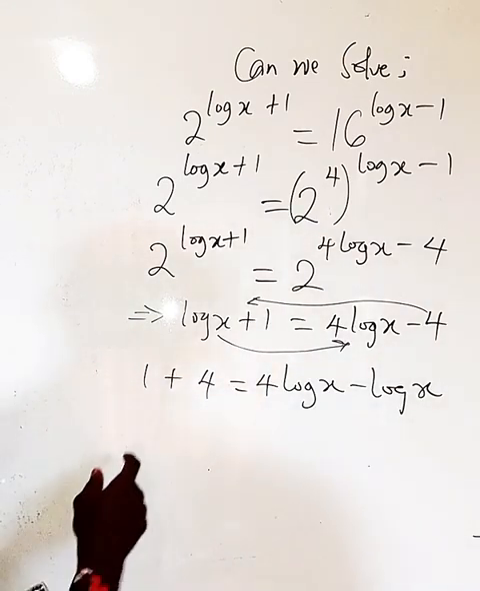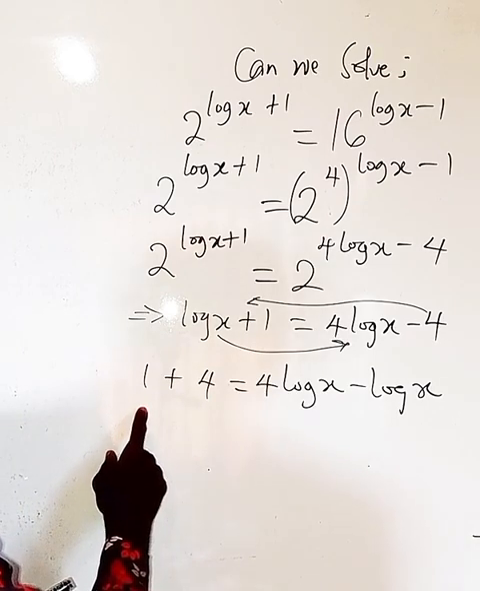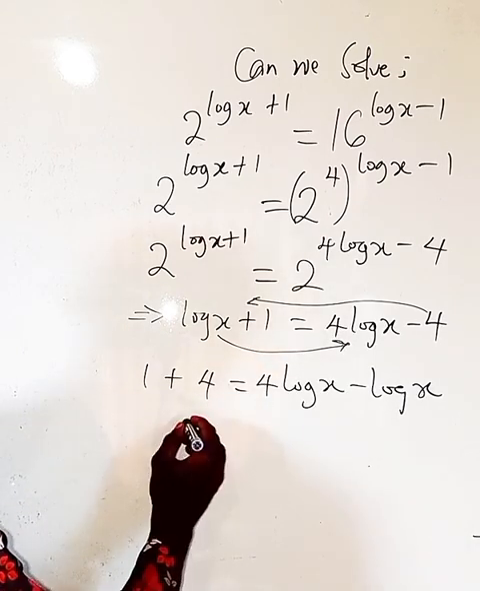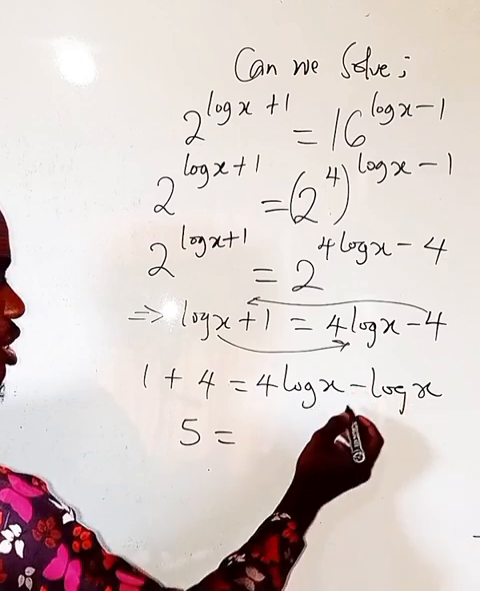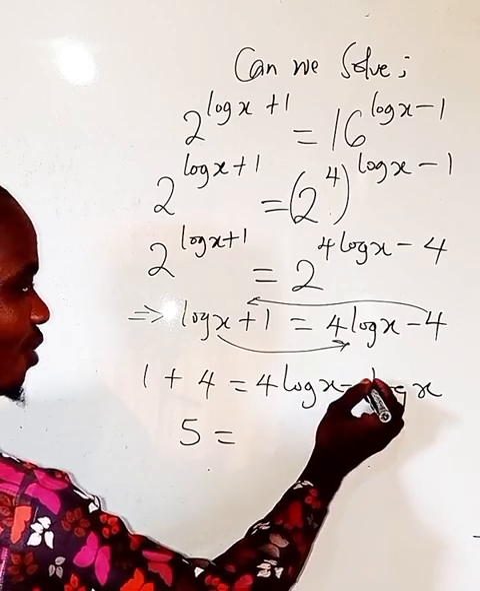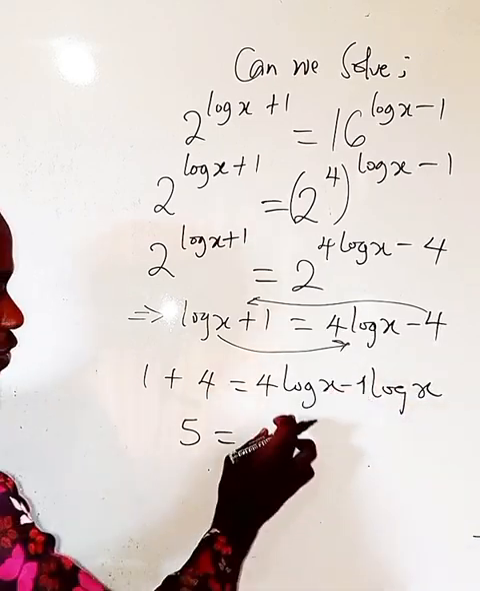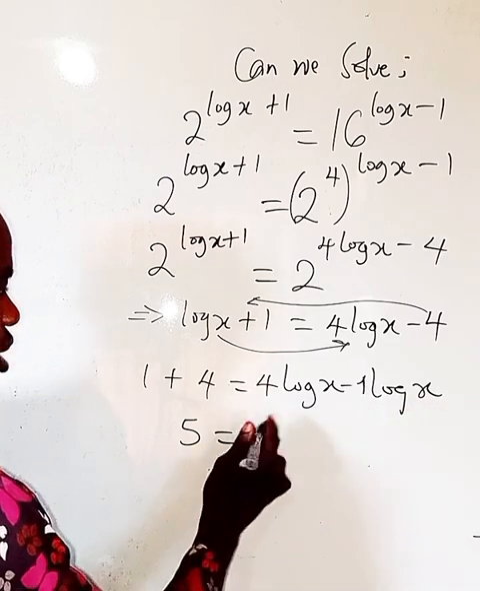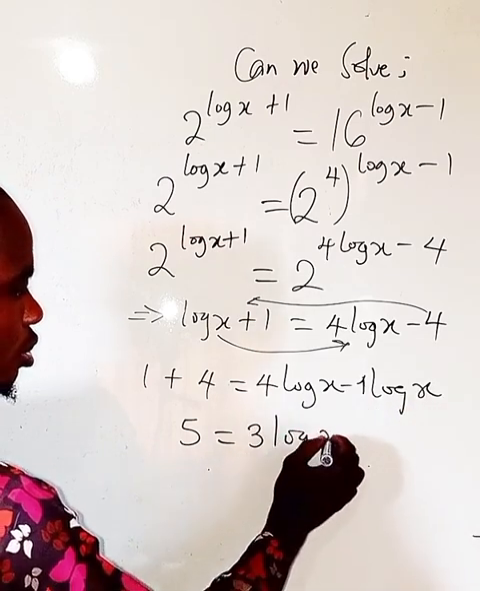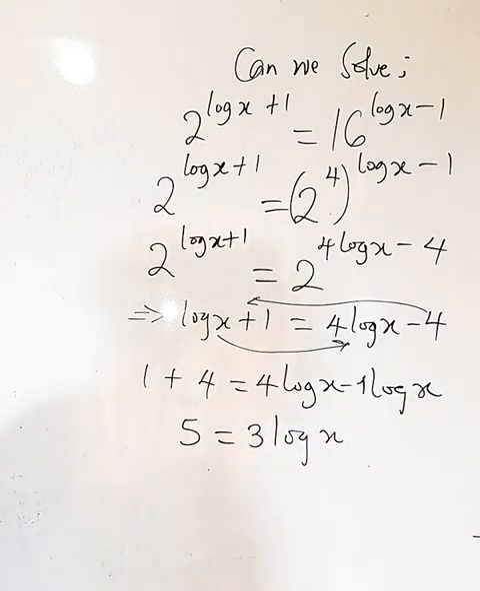So let's continue. From here, we can see that we're going to have this to be what? 5 equals 4 log x minus this. There is 1 here. I have 1 here, but the 1 is hidden. So these are like terms, right? Taking this from here, we're going to have 3 log x.